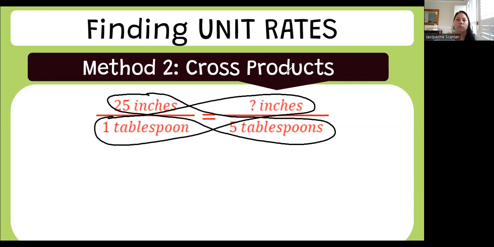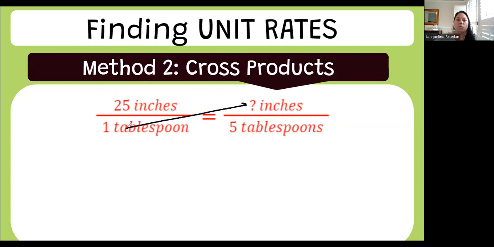Okay, so we are literally doing 1 times this question mark. I'm going to change that question mark into the letter X, because now that we are in 7th grade, we know how to use variables to represent unknown amounts. So I'm going to call this X inches.